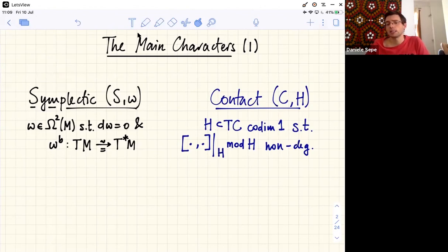counterparts. Well, what I mean by a contact manifold is a manifold C together with a codimension one smooth distribution that is as far from being integrable as possible, and that is codified by means of this map. So you take two sections of H, you take their Lie bracket, and then you project, you take the part that isn't in H, if you wish. And you want this operator to be non-degenerate.